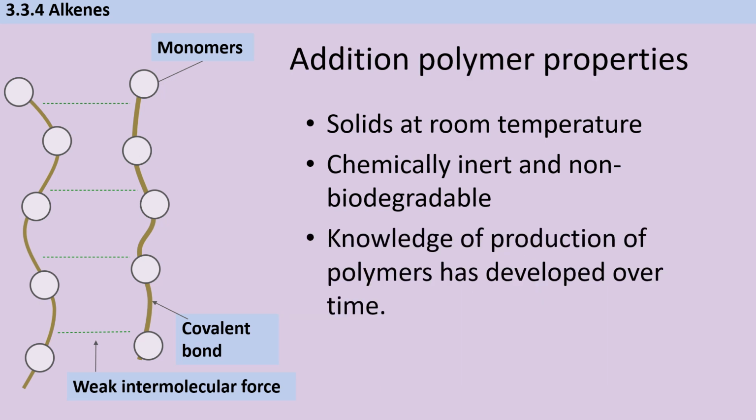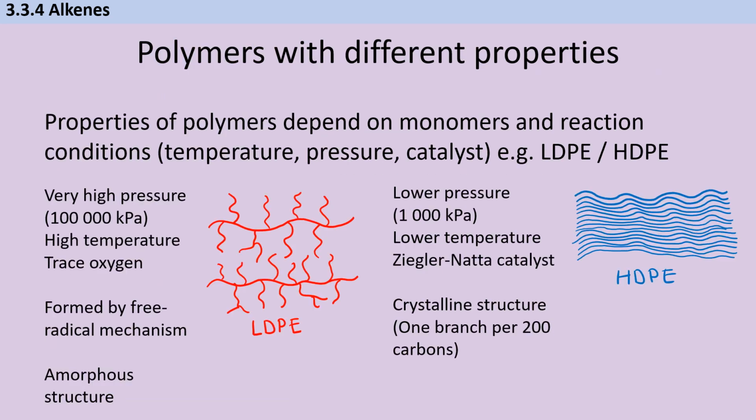The specification says that you should appreciate that the knowledge and understanding of how polymers are produced and their properties has developed over time. So there are two main things I would include under this umbrella. The first one is familiar if you took GCSE chemistry as opposed to GCSE combined science. Polyethylene is a really common and useful plastic, and there are two main types: low density polyethylene or LDPE and high density polyethylene or HDPE.